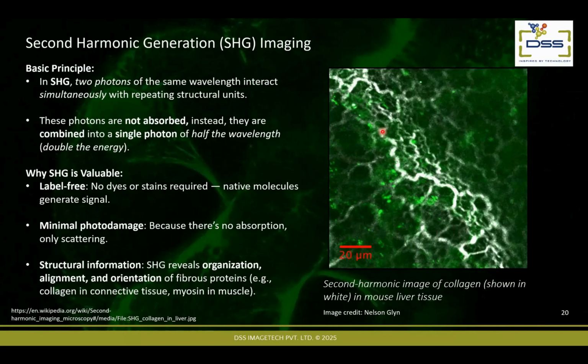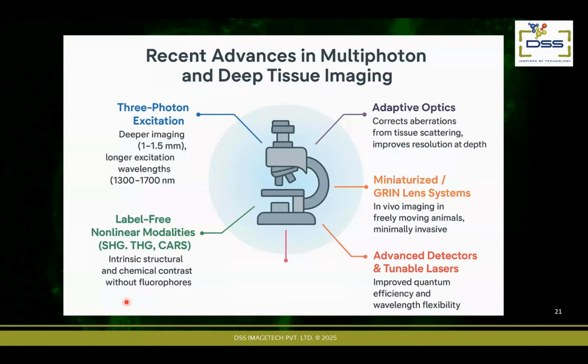So collagen is labeled in gray, and the green is another protein. This visualization was done without any kind of labeling, and just with second harmonic generation, we were able to visualize the collagen. For this reason, it is label free. No dyes or stains are required for these kind of biomolecules. It causes minimal photo damage because there is no absorption, only scattering, and we can get information about the structural organization, alignment, and orientation of such kind of macromolecules. So these were some of the examples of where multiphoton microscopy can be used.